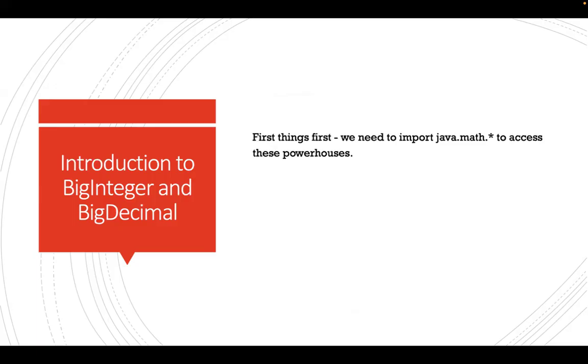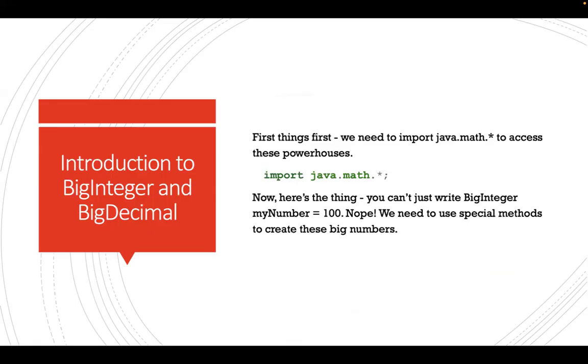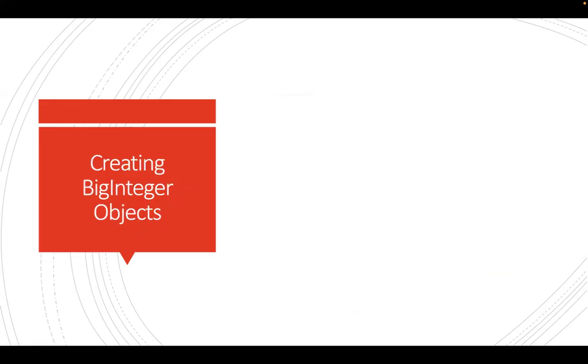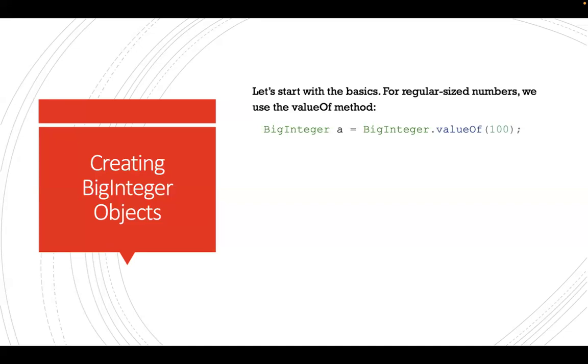First things first, we need to import java.math to access these powerhouses. Now here's the thing, you can't just write BigInteger myNumber equals 100. Nope, we need to use special methods to create these big numbers. Let's start with the basics. For regular-sized numbers, we use the valueOf method.